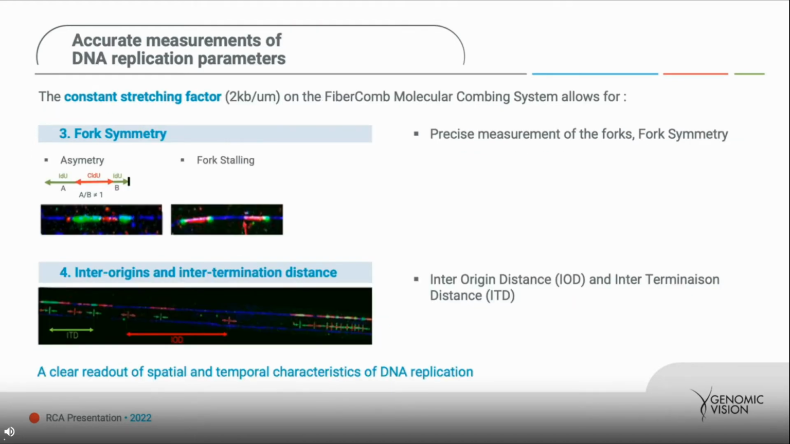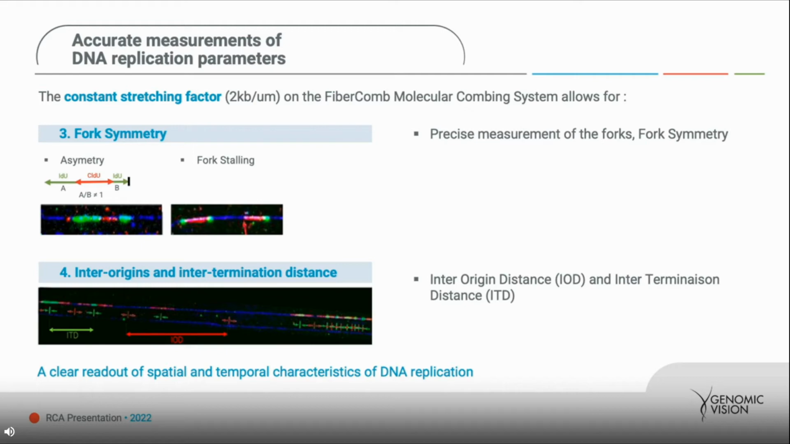The constant stretching factor is also important for the precise measurement of the forks in order to see the fork symmetry. You can see in the image on the left that the replication track in red and green is longer than the replication track on the other side, showing that there's an asymmetry of the fork. In the case of fork stalling, we can see that the replication track on the right side is lacking the green signal, and this indicates that the replication has stopped.